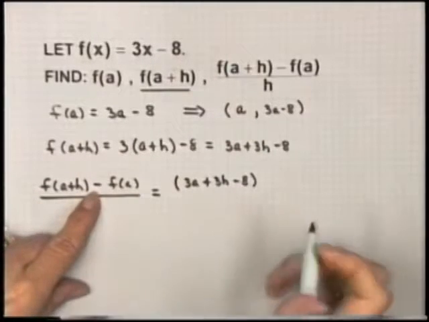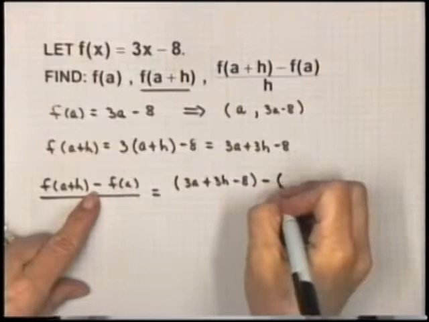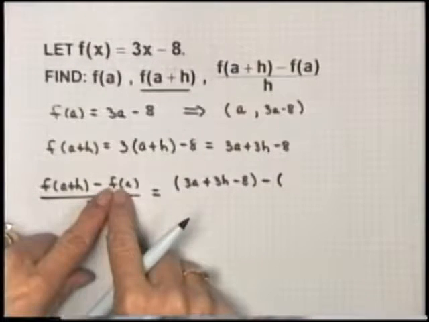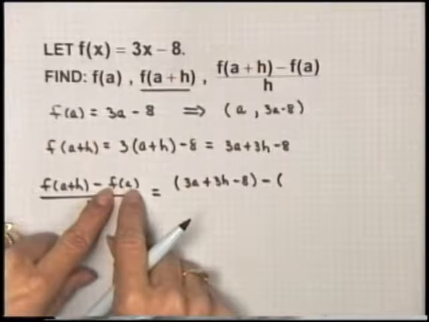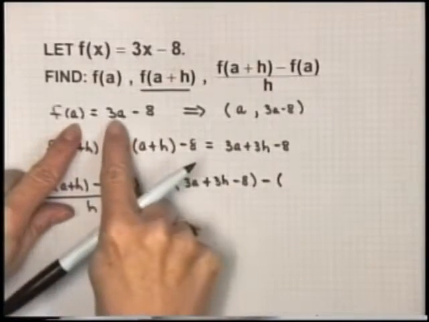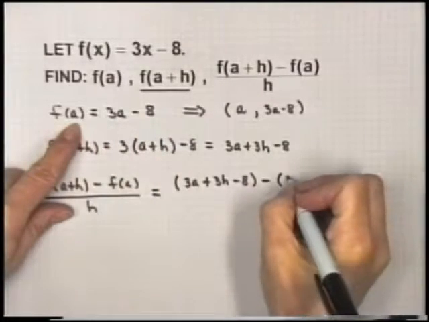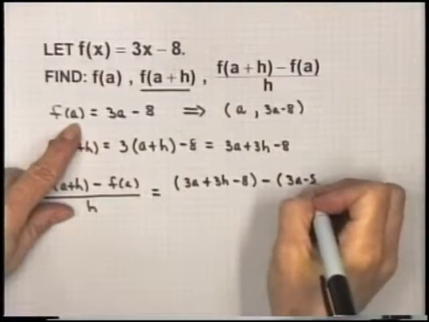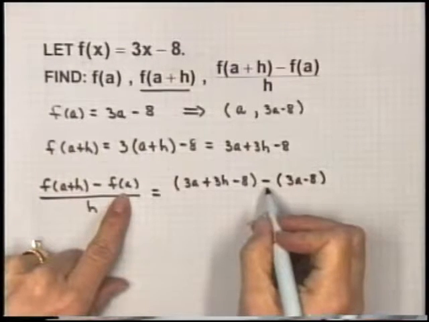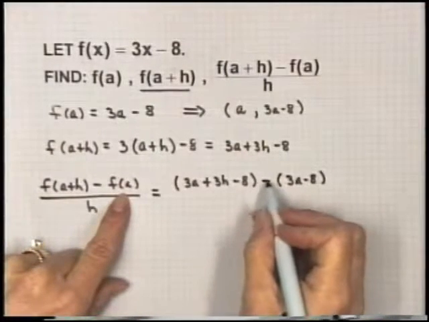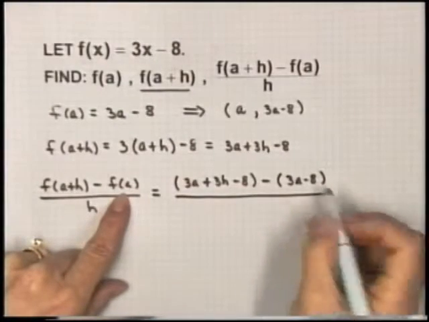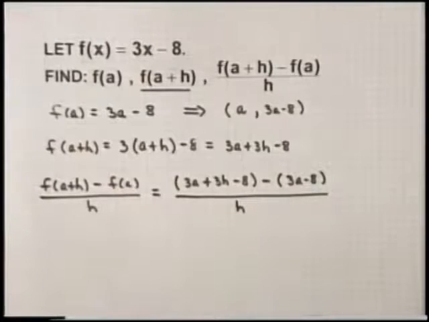Notice then we are subtracting. I'm going to use another parenthesis here. What is it that we're subtracting? We're subtracting f of a. Here we calculated f of a to be 3a minus 8. So I will put 3a minus 8 in place of f of a. The parentheses are necessary so that we will distribute this subtract. Notice all of this is over h.